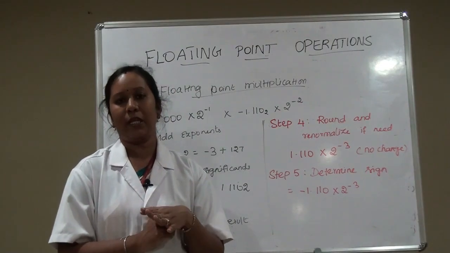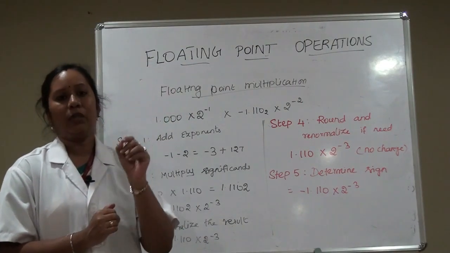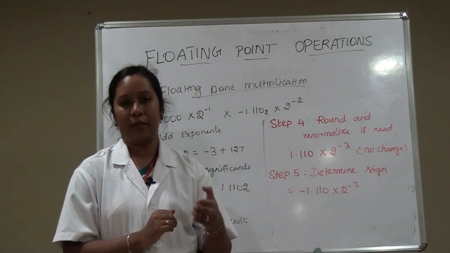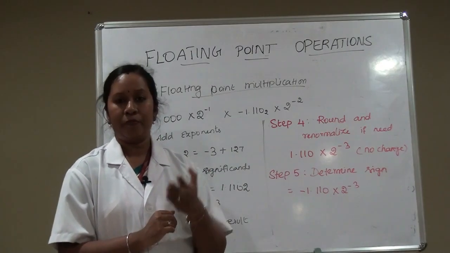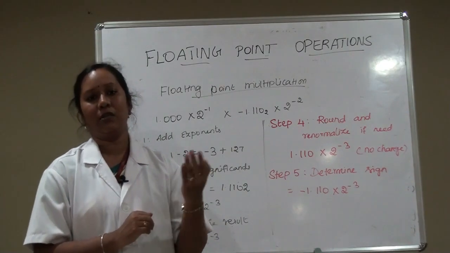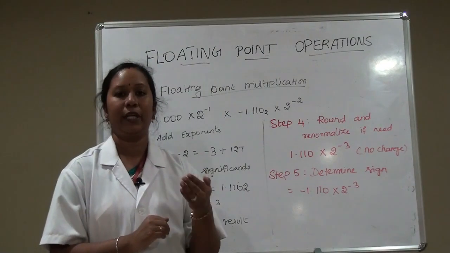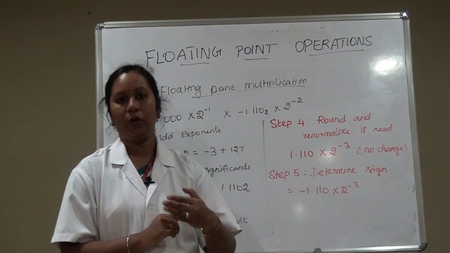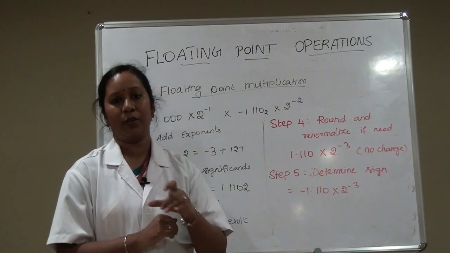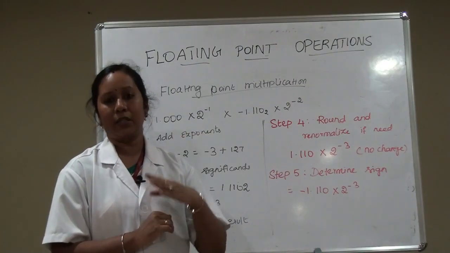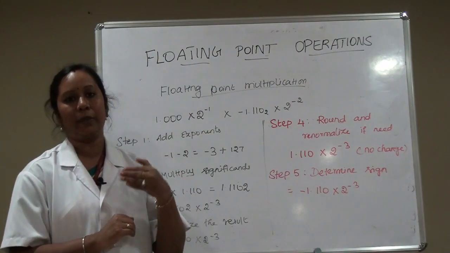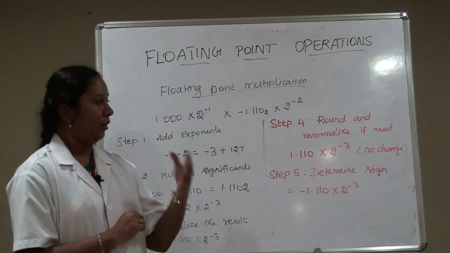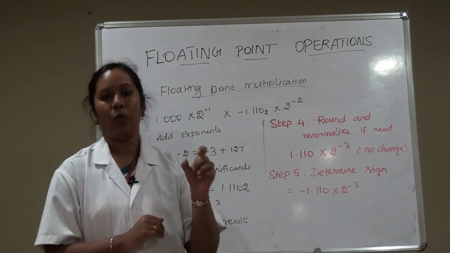Normalized form is nothing but, as I told you already, before the decimal point we have to place a single non-zero digit, that is, any number from 1 to 9. So we convert our result into normalized form. After that, we need to check for overflow or underflow. If any overflow or underflow is there, we have to convert it into a larger exponent form, that is, if single precision overflows, we need to convert it into the double precision form.